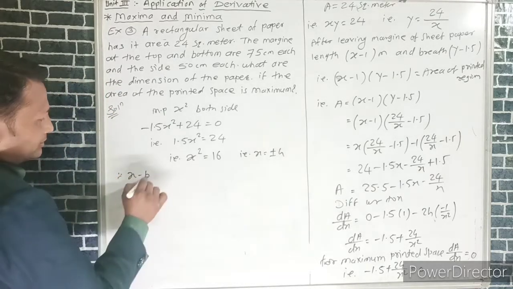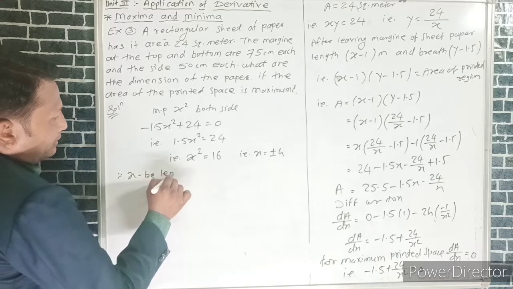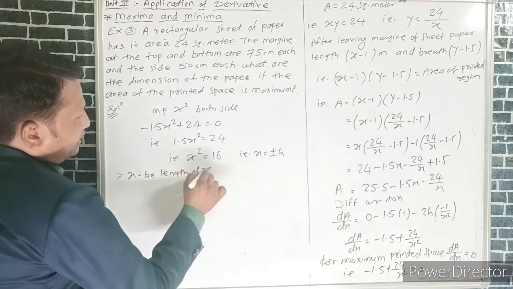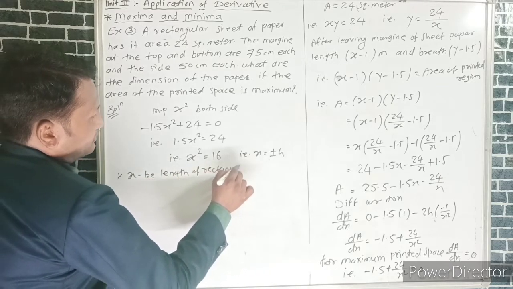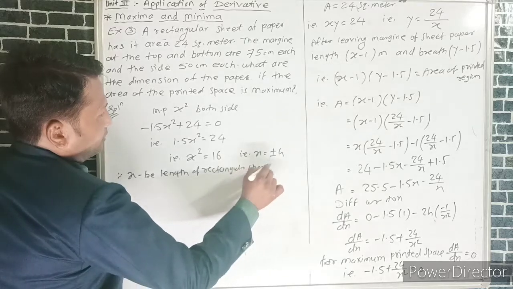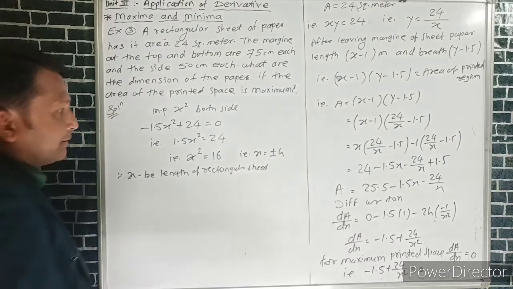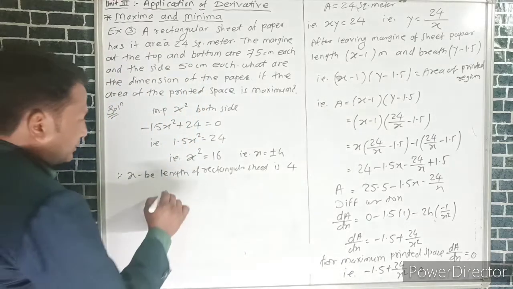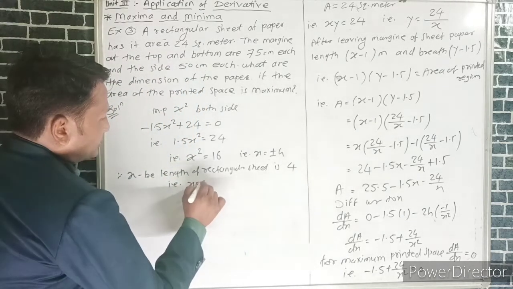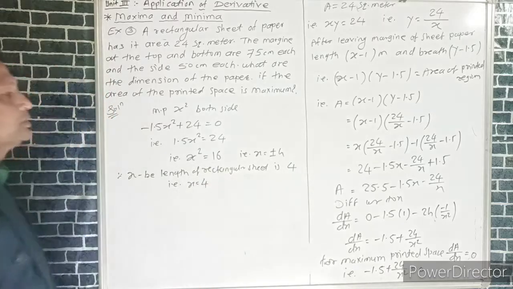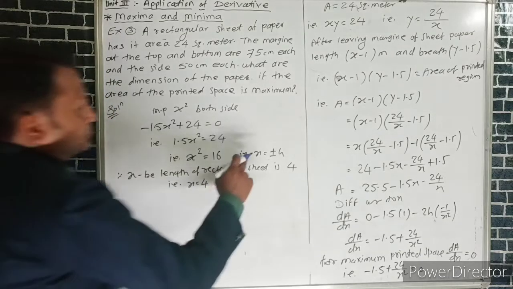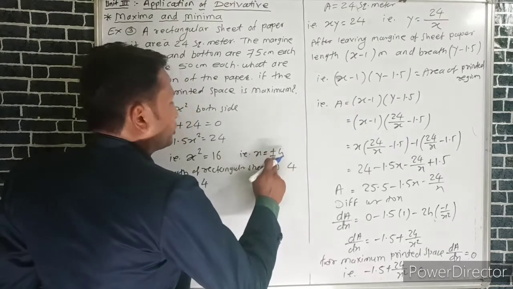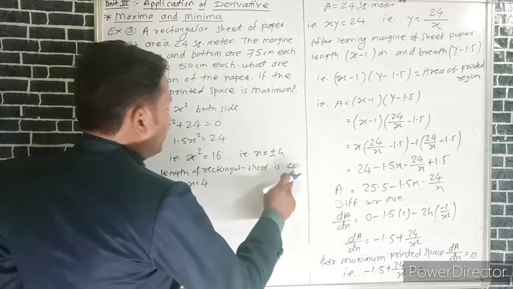Therefore x, being the length of the rectangular sheet, is plus 4, meaning the value of x is 4. Length is always positive, hence x is not equal to minus 4, only the value of x is 4.